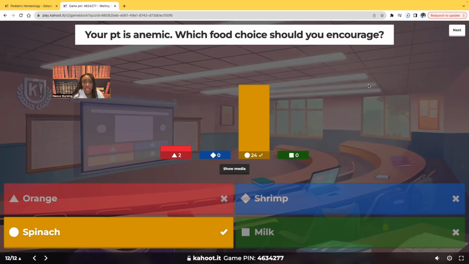If you have a pediatric patient come in and you look at the labs and you see the iron is low, one of the first things you better be asking the parents is, how much milk is this child drinking? Because milk decreases the absorption of iron. That's what could cause the patient to be anemic. So the correct answer here is spinach. All right, guys, let's see how you all did.